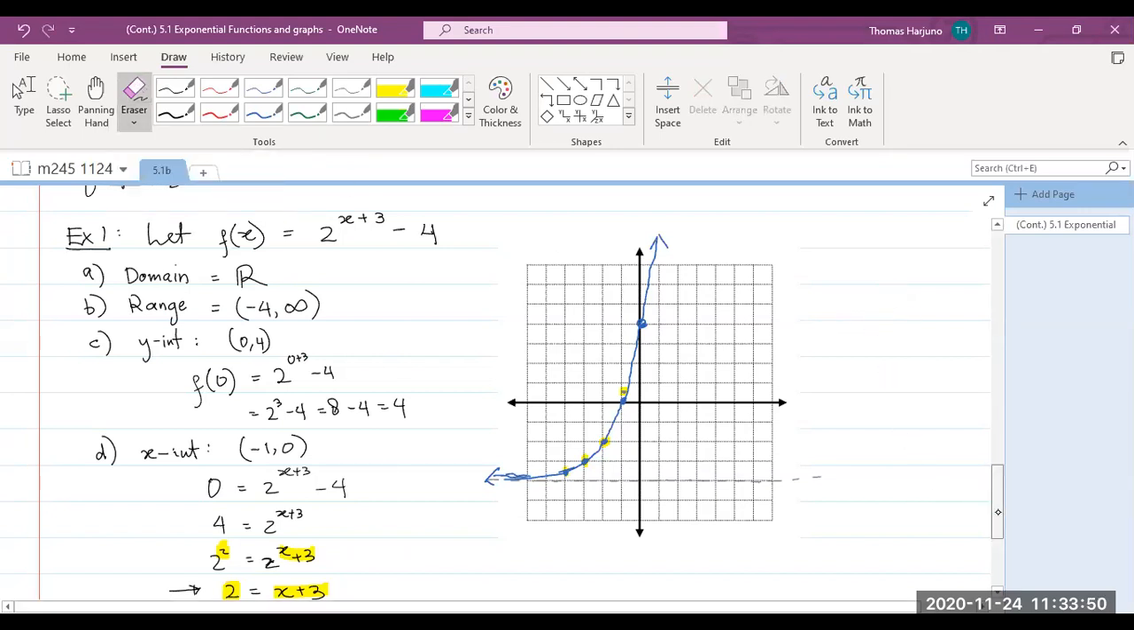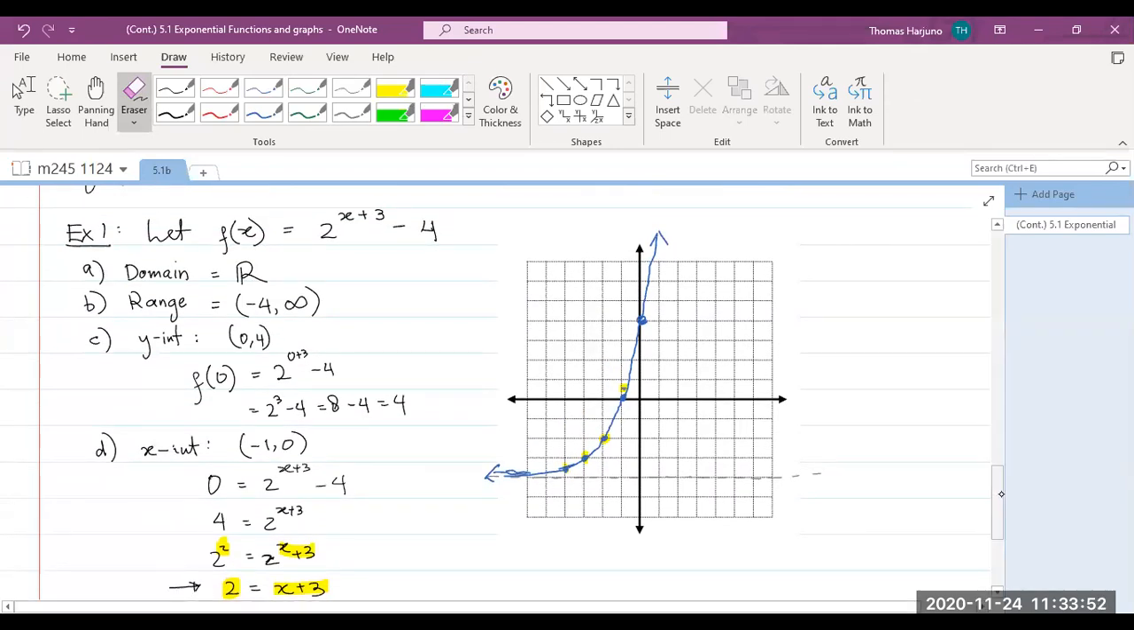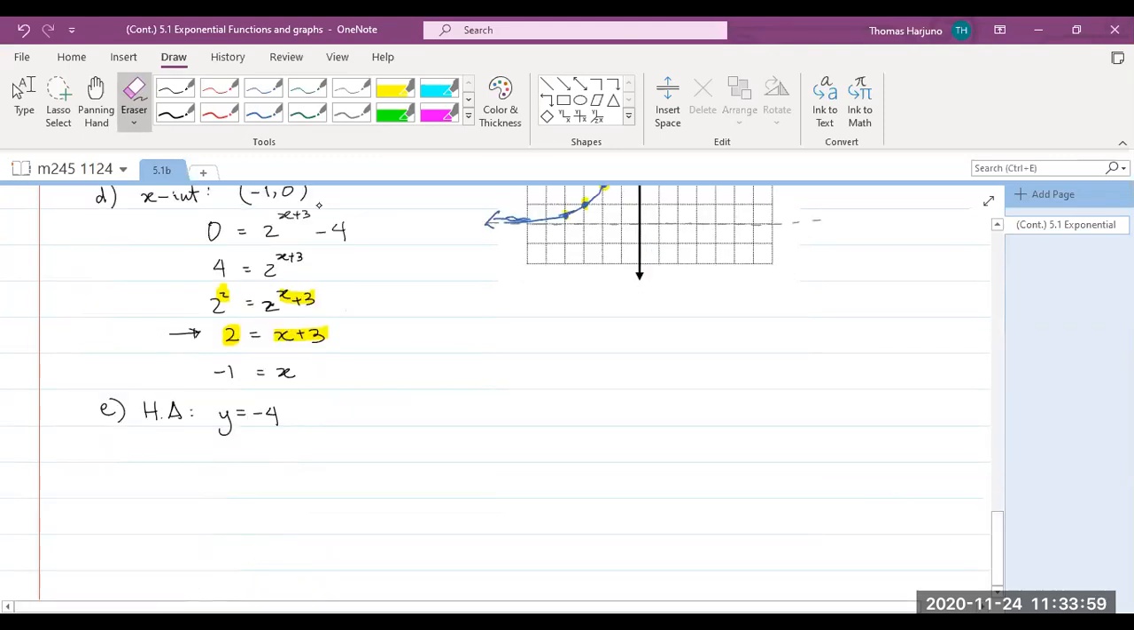Now, again, it has something to do with how much you know about the basic graph, plus how much you know about the transformation. So let's see another one. Let's call that example 2.